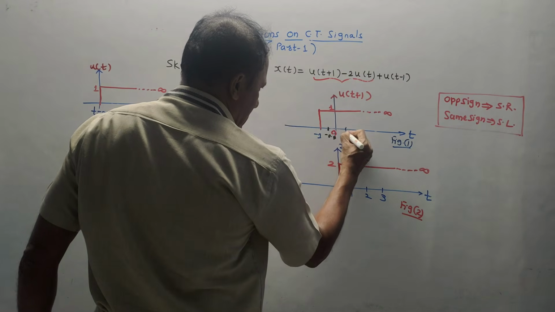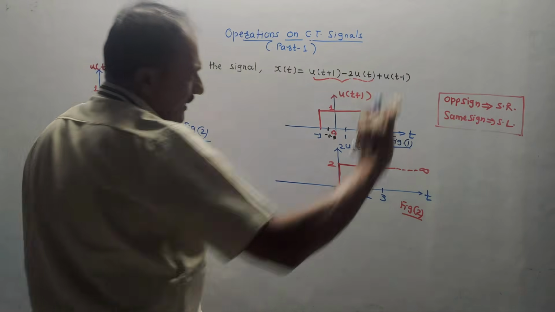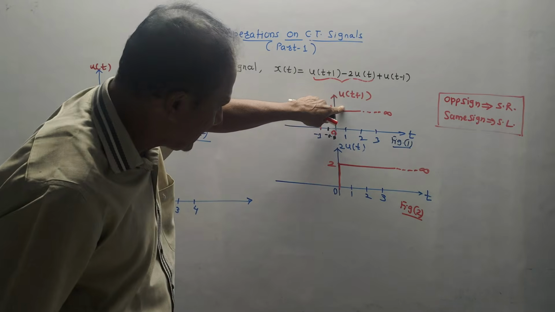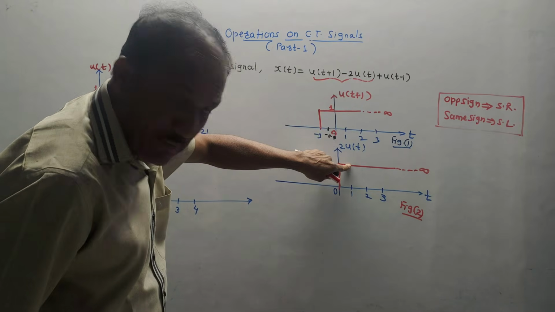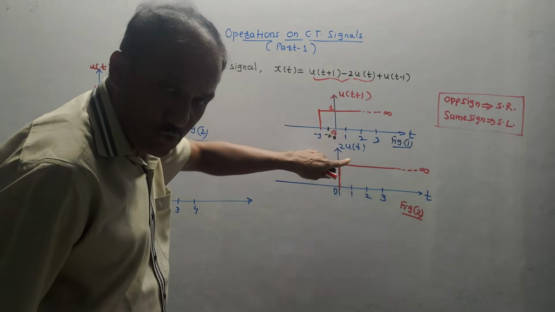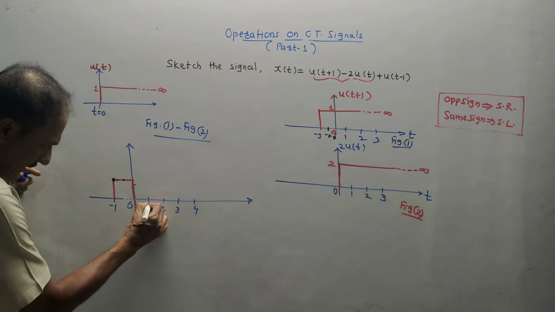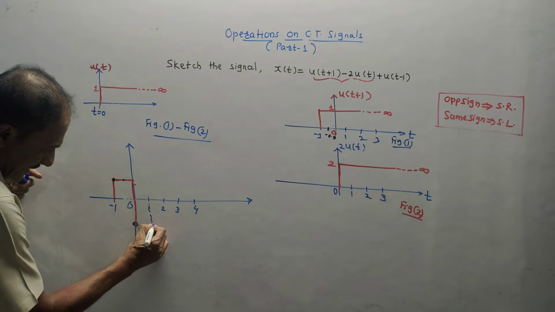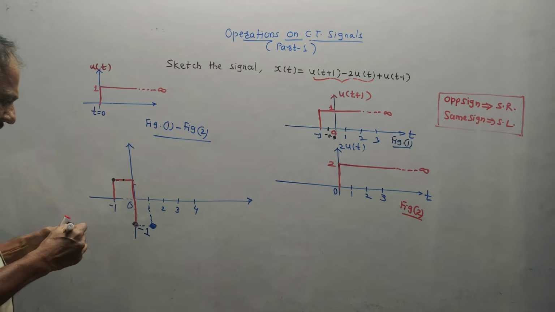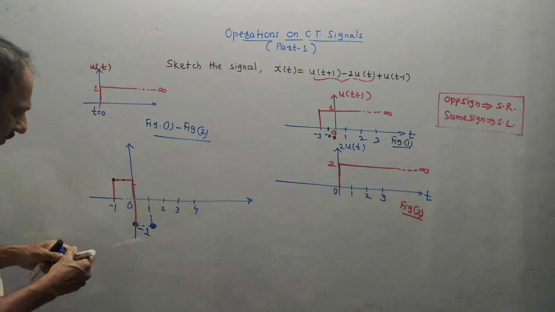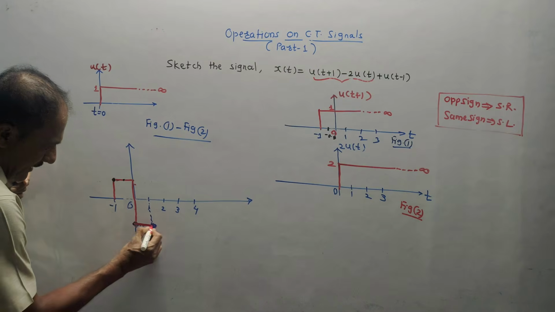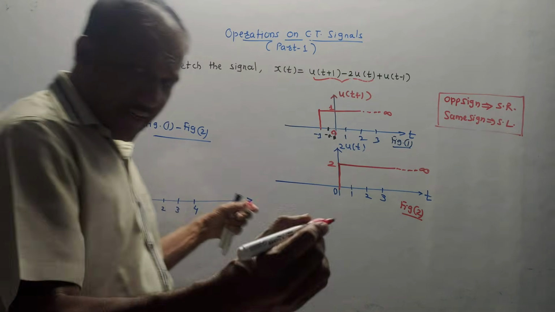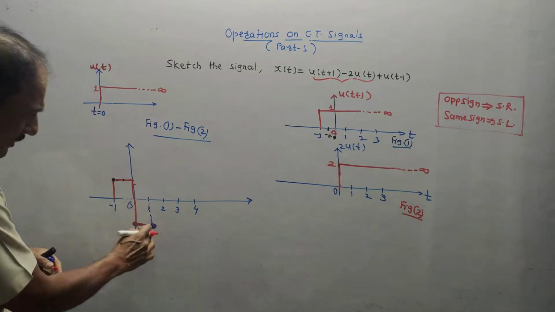This is at 0, this is at 1, 2, 3 and till infinity its amplitude is 1. At 1 this amplitude is 1. At 1 this amplitude is 2. So 1 minus 2 is minus 1. Again at 1 I will get the reading of minus 1. Minus 1 means this point. Again join it with the previous point by a straight line. Whenever you are marking any new point, join it with the previous point by a straight line.